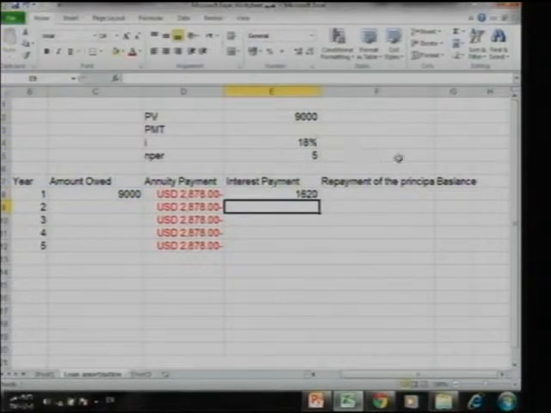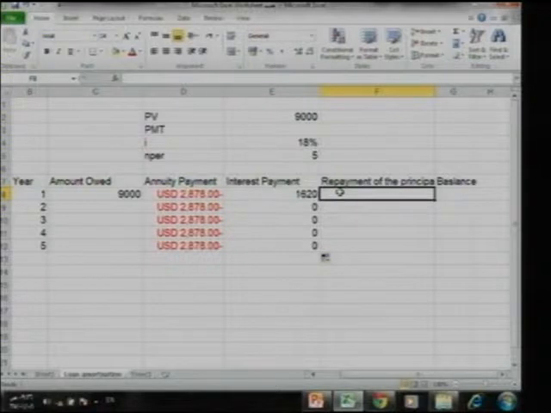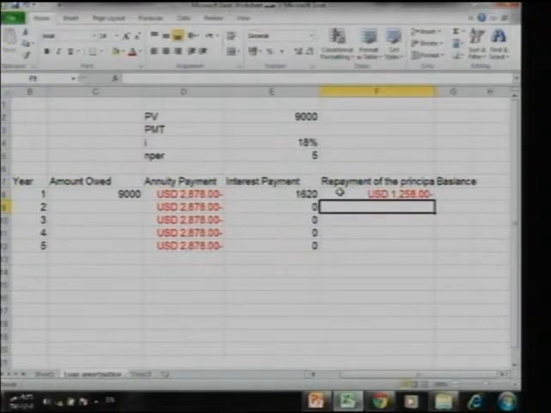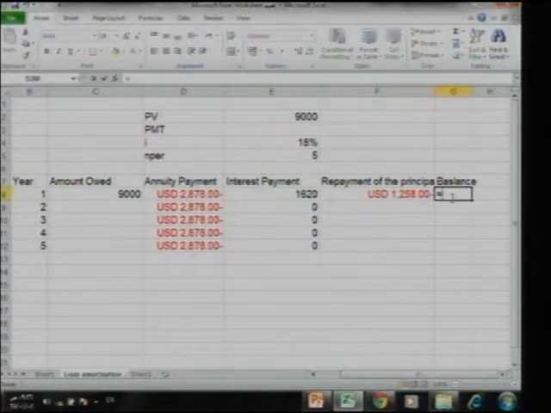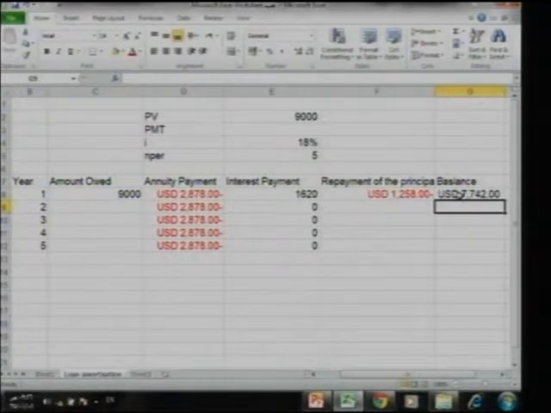Okay? So this is 1,620. Now, the repayment is this one plus this one. So 1,258. Now, what is the balance? The balance is 9,000 plus the repayment of the principal, or the portion of the principal.